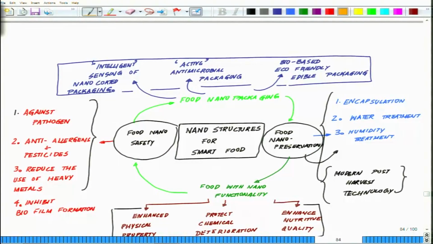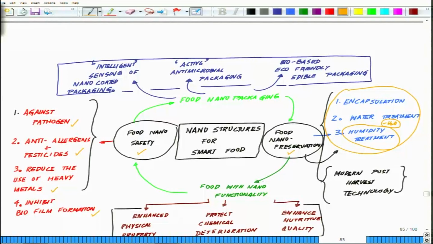We talked about food nanoprocessing, we talked about food nano safety against pathogen, against allergens, pesticides, and reduce the use of heavy metals and inhibit biofilm formation. And how to do this? We talked about encapsulating the food, water treatment, so in other words reducing the amount of water and keeping it an optimal water level, and humidity treatment, at what temperature you are doing without losing the quality of the food. This is very important, that you should not lose the quality of the food.